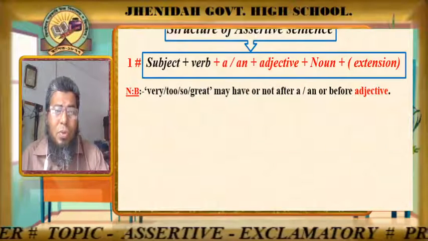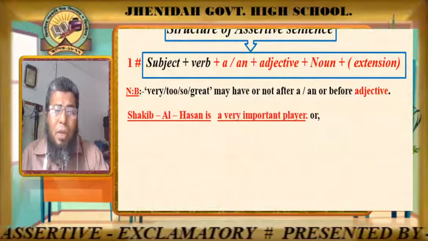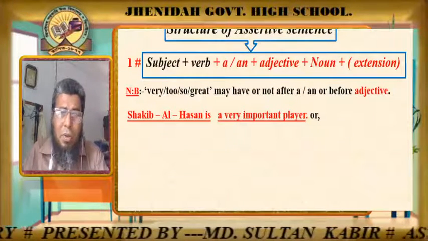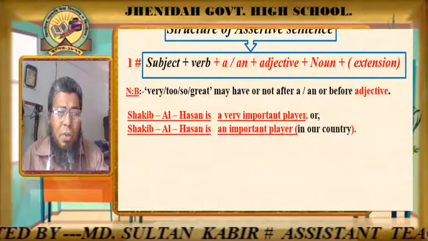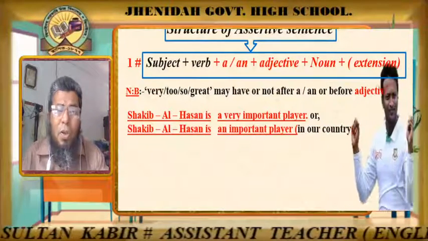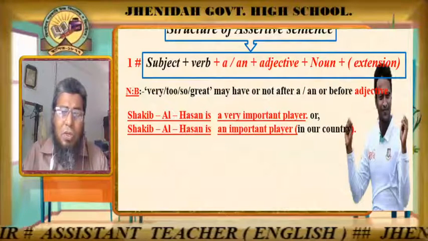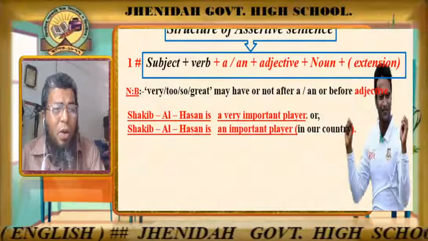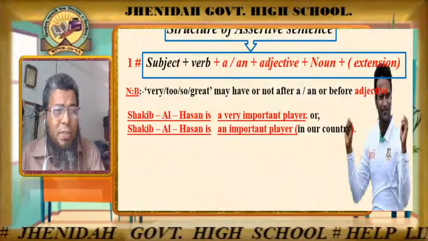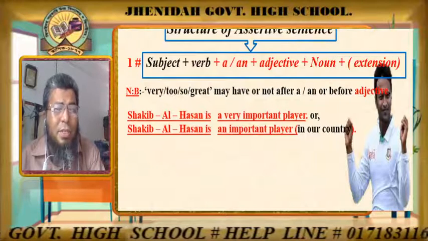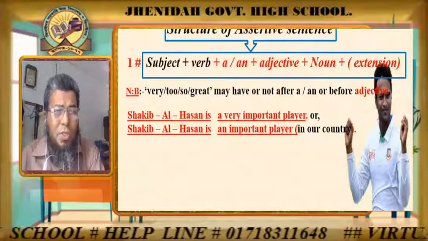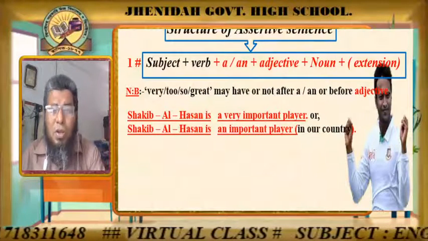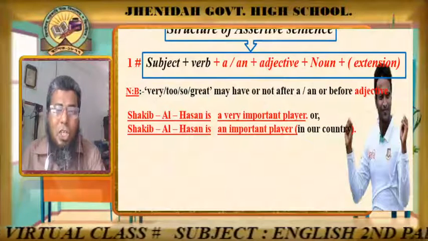Now, look at the example here. Saqib Al Hasan is a very important player, and Saqib Al Hasan is an important player in our country. Look at the structure of the two sentences, almost the same. Only in the first sentence there is very, but in the second sentence the very is omitted. But in the second sentence there is an extra phrase, in our country. This is extension.